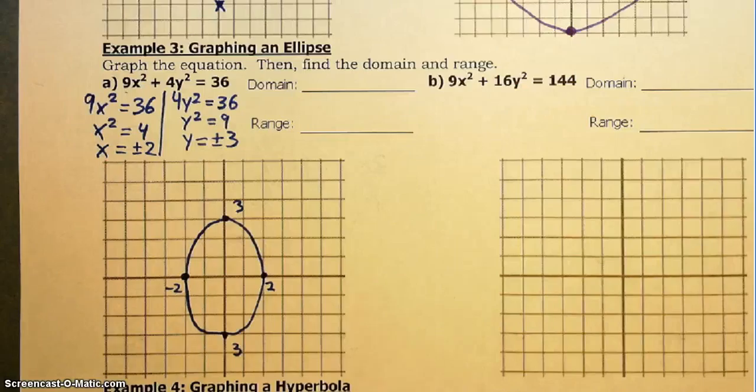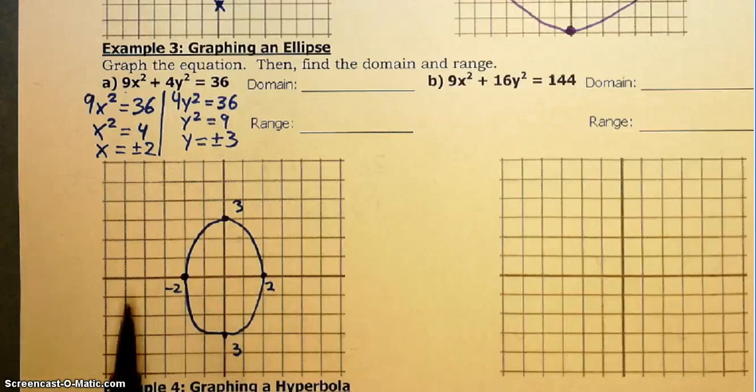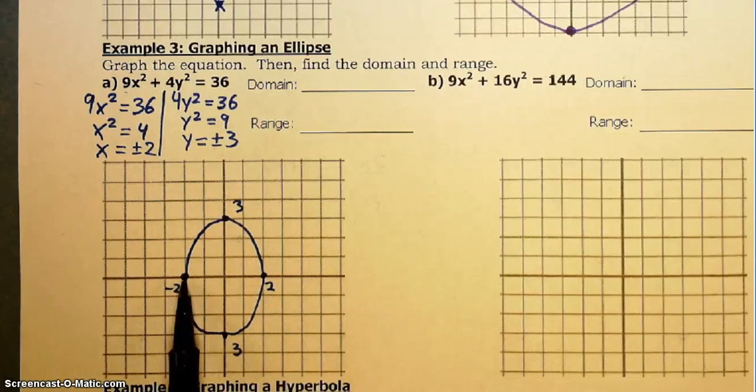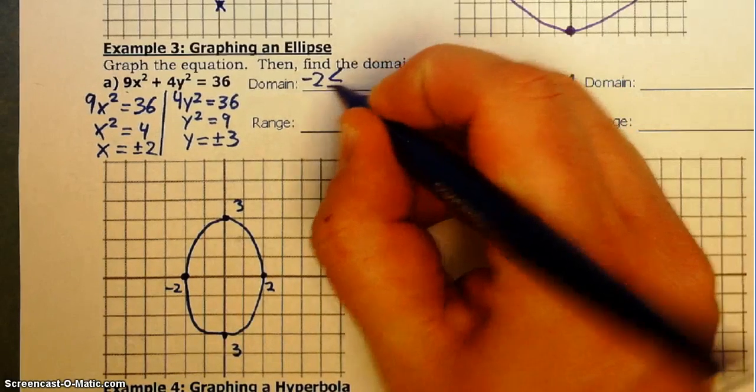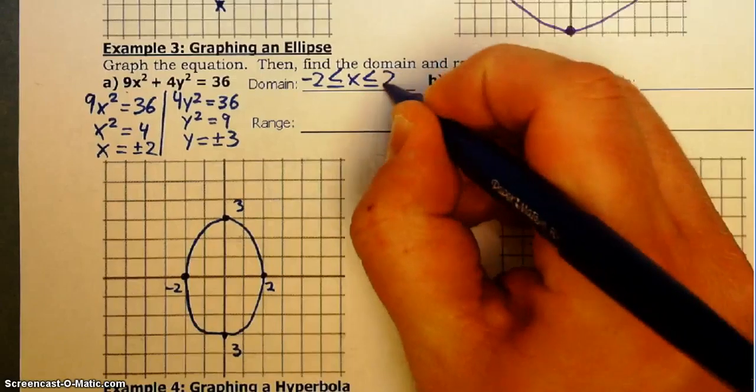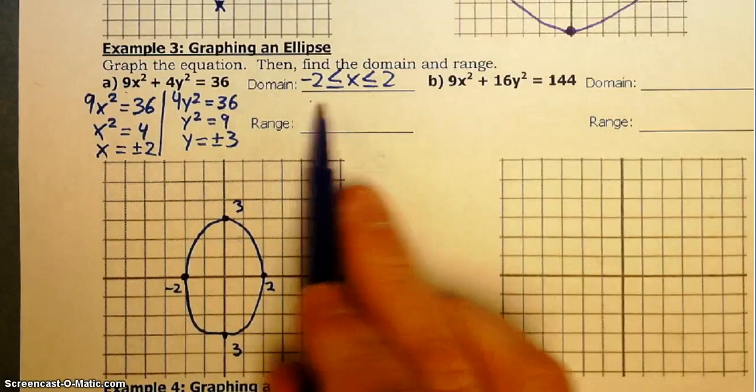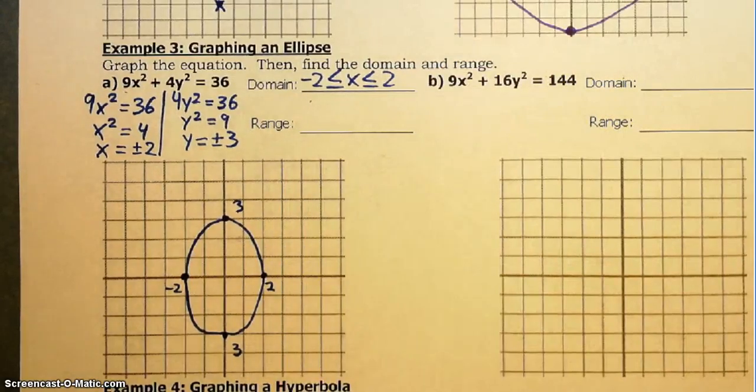So, domain. And for your domain, you're looking from your far left to your far right of the graph. There's nothing past negative 2, and there's nothing past positive 2 for your domain. The domain are the x numbers between negative 2 and 2. And how do you write between negative 2 and 2? In algebra, we say x is, well, it's between negative 2 and 2. Remember, that's our compound inequality for the domain.